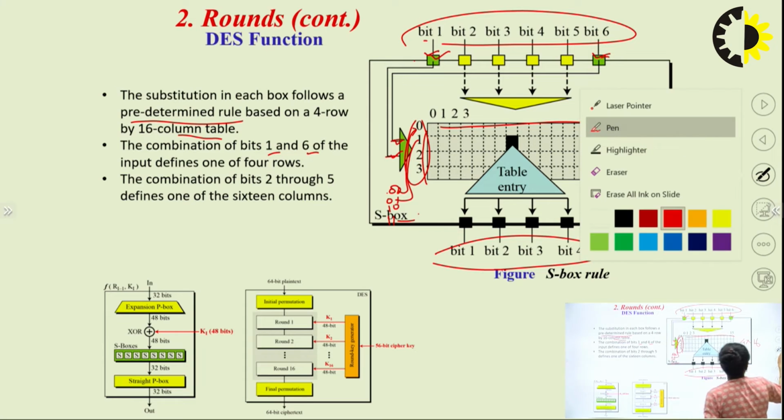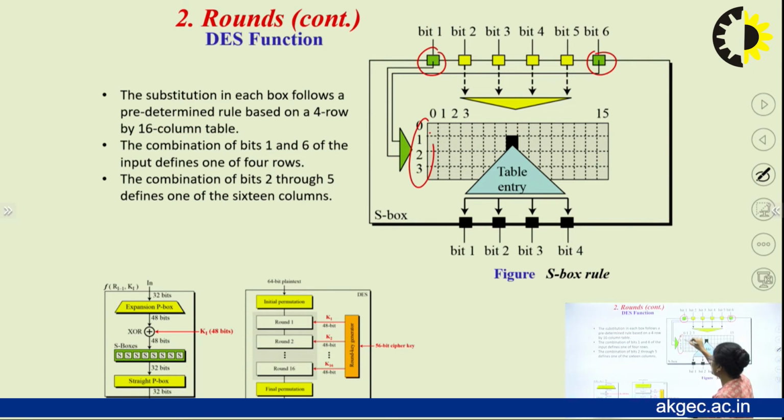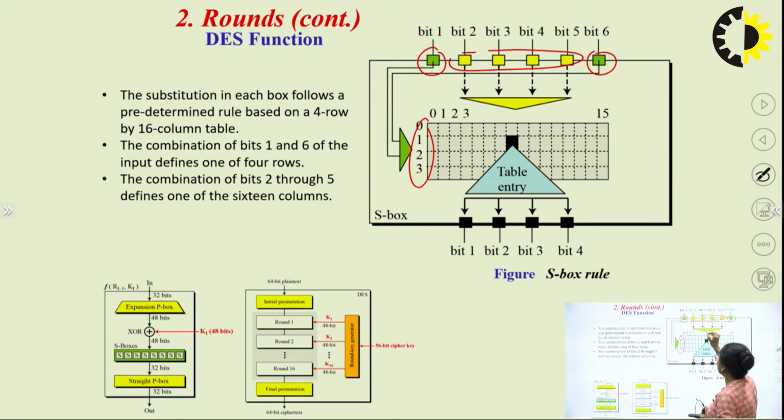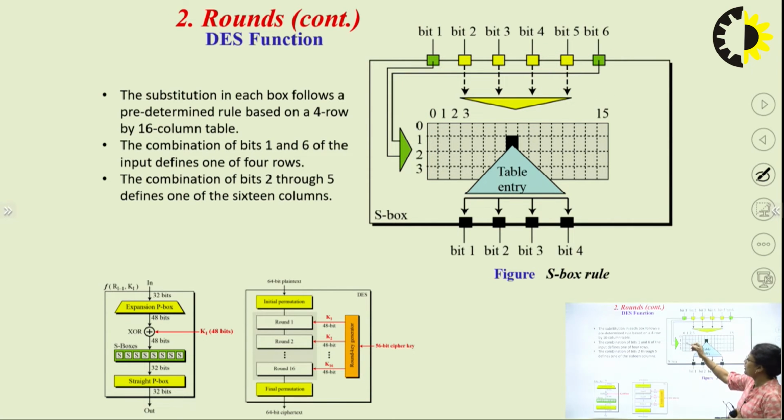So the first bit and the 6th bit gives you the row address, which row you want to go. And the remaining 2nd, 3rd, 4th, 5th bits, that means you're getting a 4-bit pattern, right? How many such combinations can you have? 2 to the power 4 is 16. If you number from 0, you'll go from 0 to 15. So using the 4-bit pattern, you'll have 16 such addresses. This is how you are having 4 rows and 16 columns.